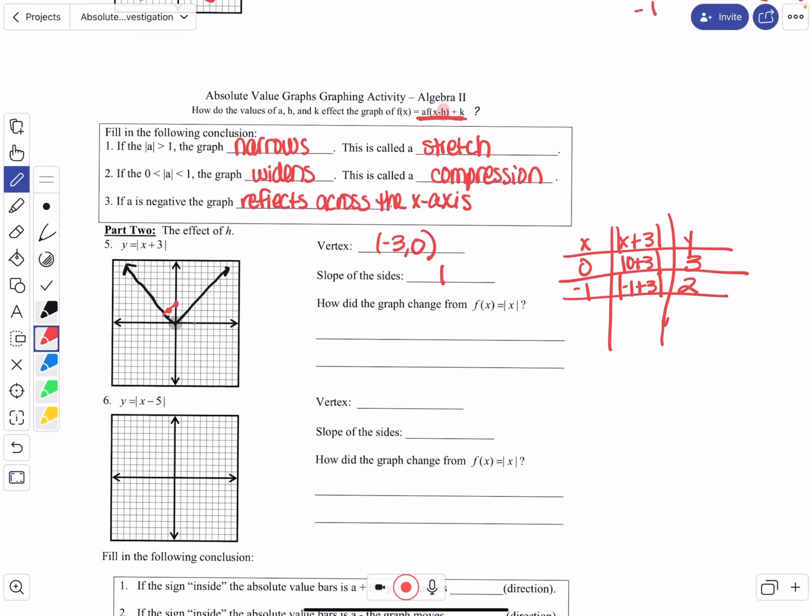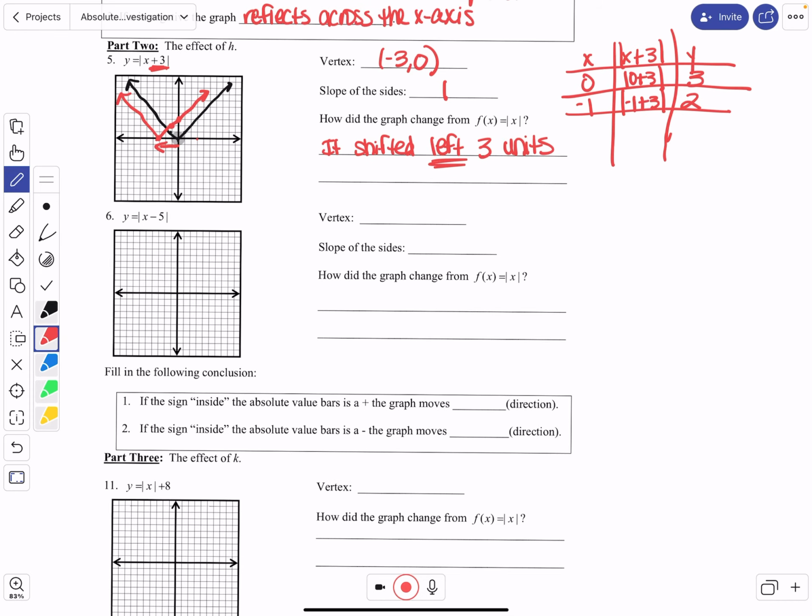So how did the graph change from the original graph? If I plot this here, there was my vertex, and notice it went to the left. It shifted left 3 units. So just notice what's going on here. It was a plus 3, and it shifted left 3 units. So keep that in mind as we do the next one here.